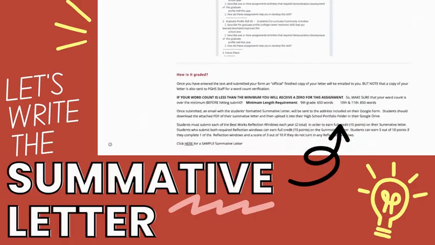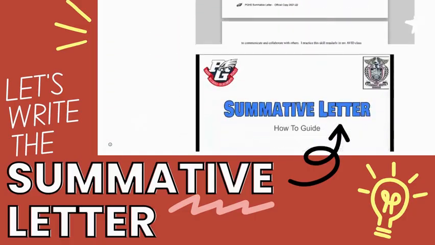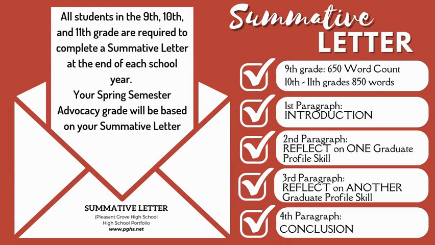The last part of advocacy grading for the spring is going to be your summative letter. At the end of each year, except your senior year, you will create a letter addressed to the principal, in which you discuss your growth in 2 of the 6 graduate profile skills. It is up to you which areas of the graduate profile that you choose to discuss, but you will be expected to explain in detail the events that help you grow in those areas. The assignments and artifacts you put in your Google Drive folders throughout the year will help you with this task.